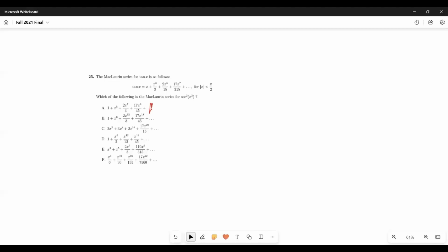Okay, the very last one. This is 25. Which of the following is the Maclaurin series for secant squared of x cubed? If you remember, you can get secant squared x by deriving from tangent x.